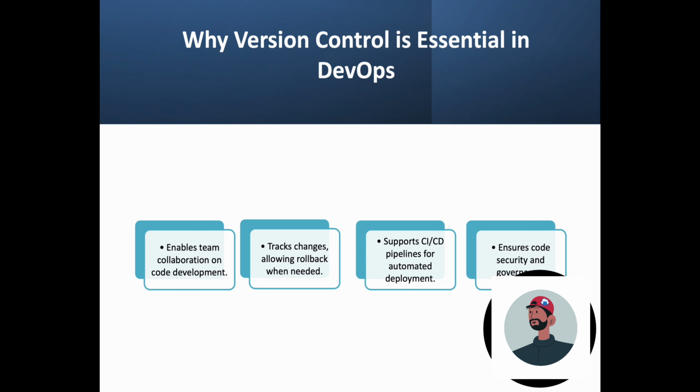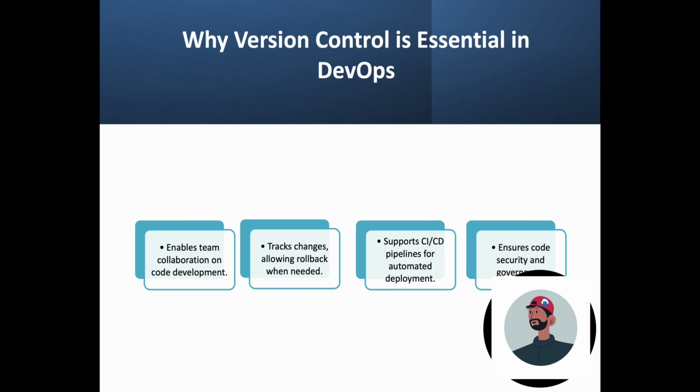Last but not least, it enhances security and compliance, as all changes are recorded, providing accountability and a sort of traceability. So by implementing version control effectively, organizations can streamline their development process and reduce errors by improving software quality.